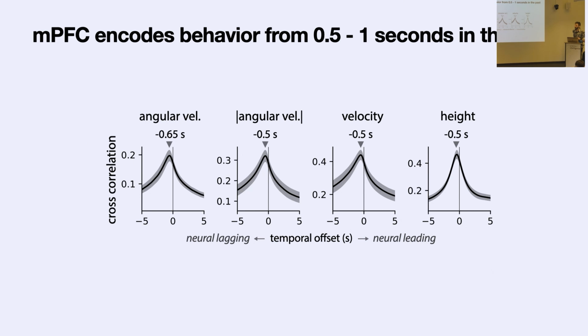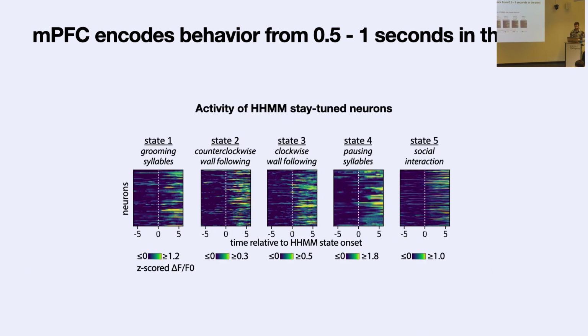So you can look at this in a couple of ways. One is just to do a simple cross-correlation analysis. If I take the actual measured behavioral signal and cross-correlate it with the decoded version of that signal, then what you see across every signal that you look at is that there's a roughly half-second delay between the actual behavioral signal and what's encoded in PFC.